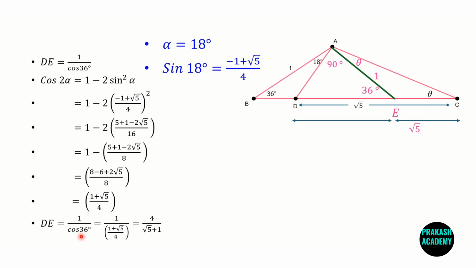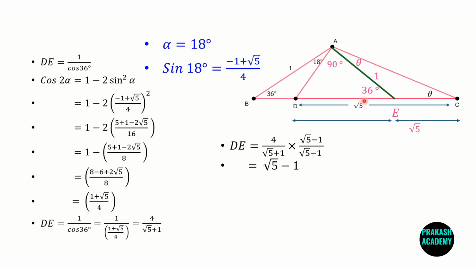So DE is equal to 1 by cos 36, and cos 36 is this value, 1 plus root 5 by 4, so DE is 4 divided by root 5 plus 1. Now I can further simplify this. Let us multiply by the conjugate. So we have 4 by root 5 plus 1. I can multiply in the denominator by root 5 minus 1 and in the numerator also by root 5 minus 1. In the denominator I will have a plus b into a minus b, that is a square minus b square. So this will be simply 5 minus 1, that is 4, and the 4s cancel. So I will have only this term, that is root 5 minus 1.